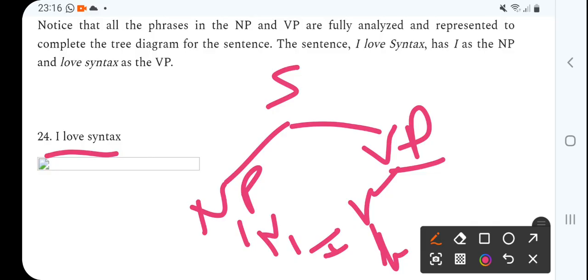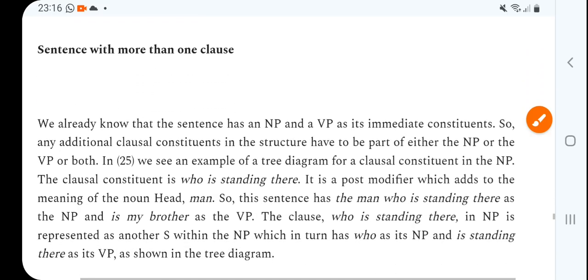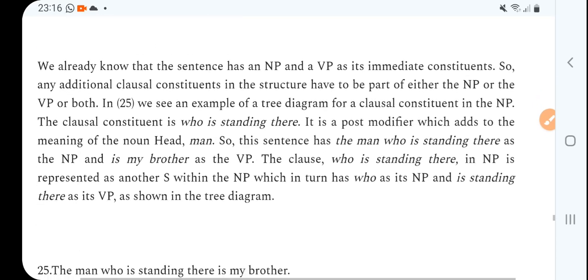So that is a noun phrase, right? That's a noun phrase and that's a verb phrase, "love syntax". So that is a noun phrase and the noun is "syntax", this way. Okay, now a sentence with more than one clause.